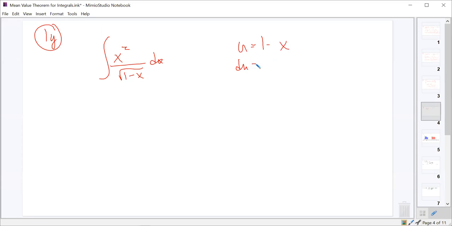And then du will be, the derivative of 1 is 0, but the derivative of negative x is negative dx. So du will be negative dx. And we're also going to need to figure out x squared, right? We should be able to see that x is equal to 1 minus u. So that'll give us x squared is just (1 minus u) squared. So far, good? Yeah, that's the only part I needed help with. Okay.